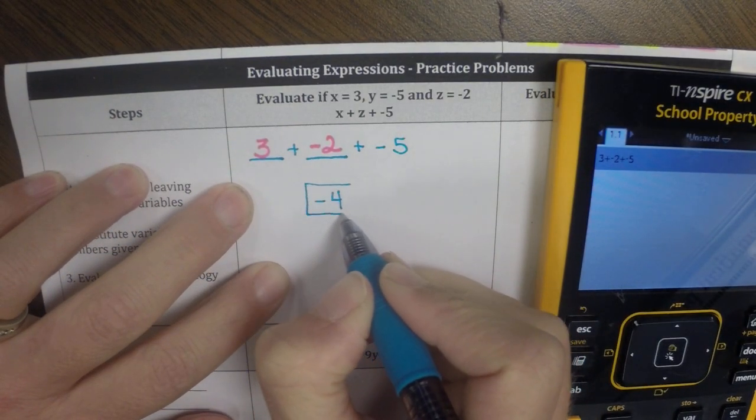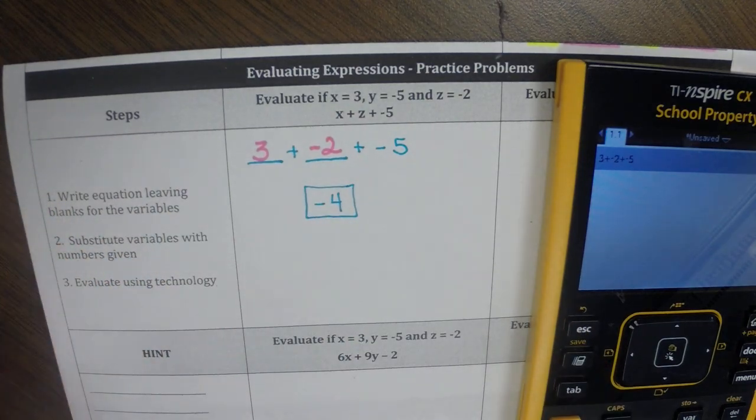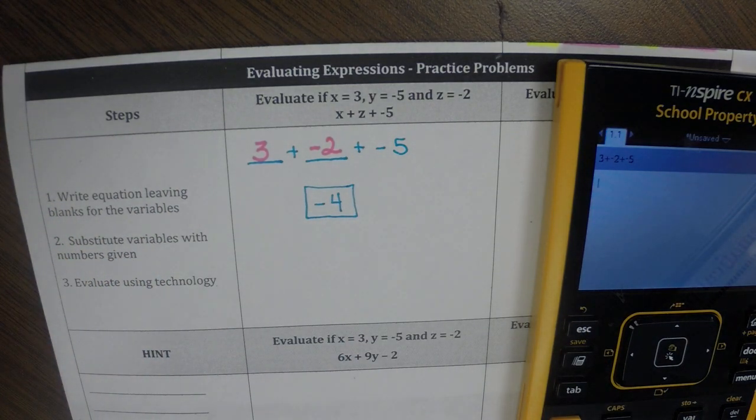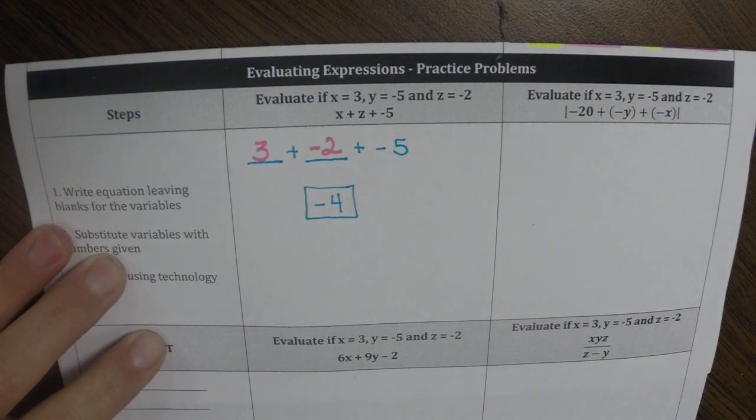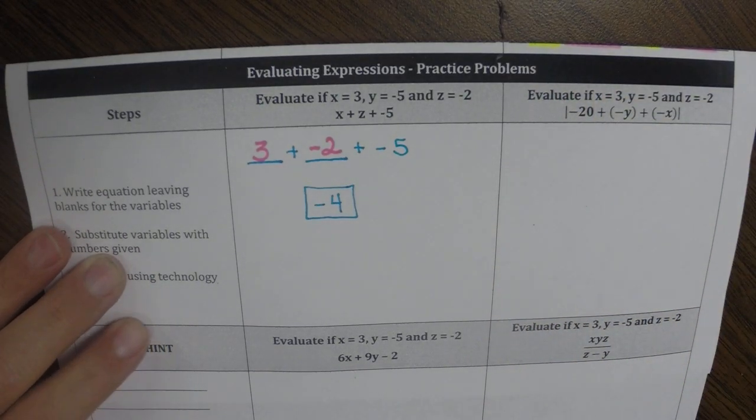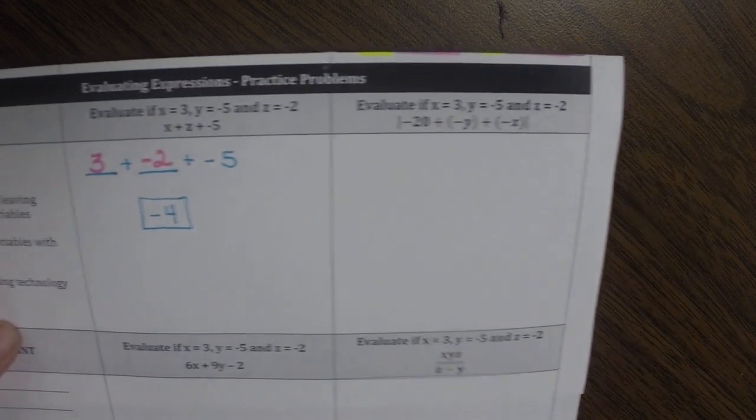Now, do you have to use a calculator? No. Many of you could probably do that one in your head, but if you want to verify that your answers are correct, it's good practice to practice using your calculator. Okay. All right, so let's look at the next problem.